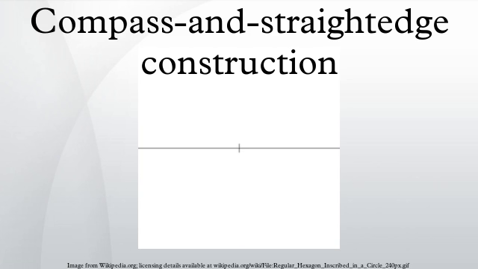Most used compass-and-straightedge constructions. The most used compass-and-straightedge constructions include: constructing the perpendicular bisector from a segment, finding the midpoint of a segment, drawing a perpendicular line from a point to a line, bisecting an angle, mirroring a point in a line, and constructing a line through a point tangent to a circle.